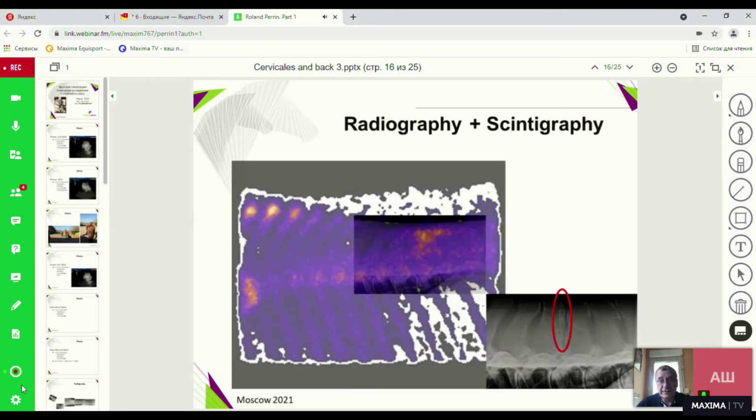And do like this, and like this, you are sure that the lesion you see is in relationship with the scintigraphy.